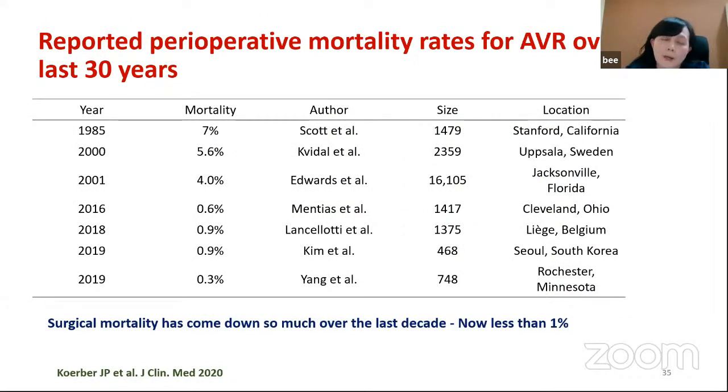Now, moving on, the surgical mortality has been reported to be low recently. Over the last 30 years, the surgical mortality rate has reduced significantly, such that it is now lower than 1%. This is due to advanced surgical techniques, including aortic valve repair and minimally invasive aortic valve surgery, and also due to improved intraoperative myocardial protection and improved postoperative care.